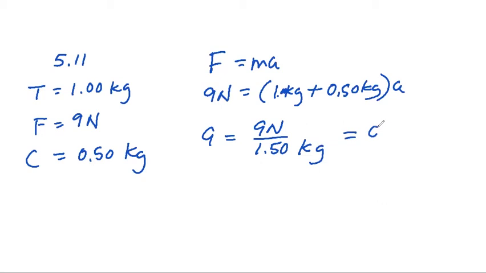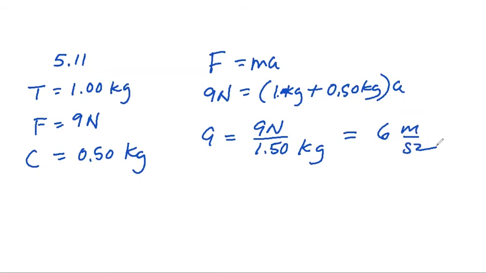0.61. Oh, no, wait, I'm sorry. I got to get my calculator out. No, let me erase that. 9 divided by 1.5, 6 meters per second squared. I was looking at the wrong value, guys. 6 meters per second squared.